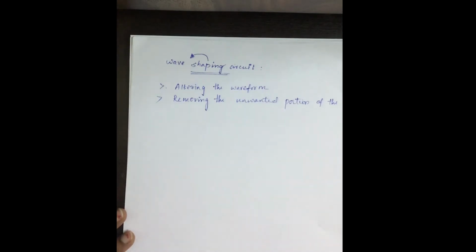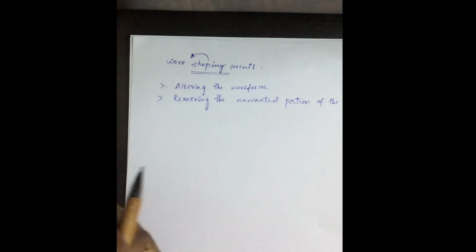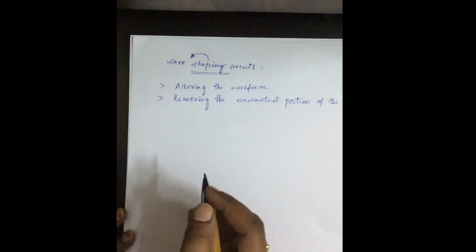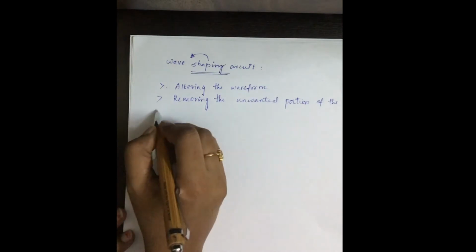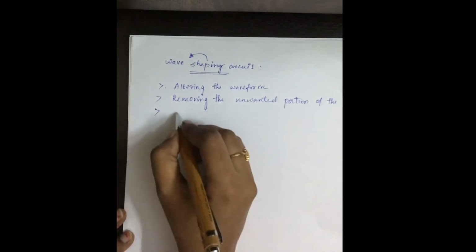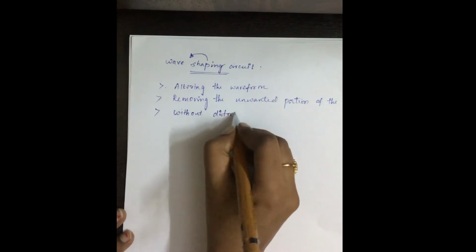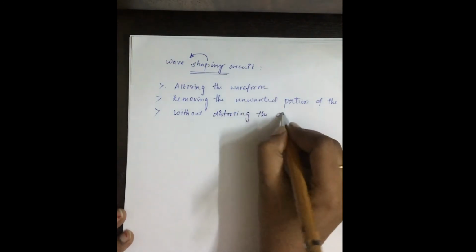Or if you need to shift the entire signal up or down, like above the x-axis, or below the x-axis, then again these wave shaping circuits will help. So it is just altering the waveform, or removing the unwanted portion of the signal. By doing this, the other part of the signal should not get disturbed. So this is done without distorting the other portion of the signal.